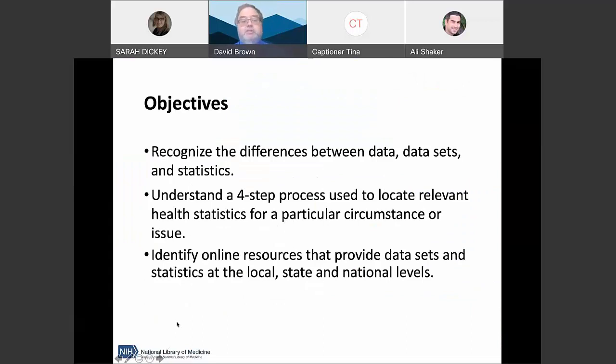So what are we trying to do today? We're trying to recognize the difference between data, data sets, and statistics. Each are unique, and each will help you as we go along. We're going to understand a 4-step process used to locate relevant health statistics for a particular circumstance or issue. And we're going to identify online resources that provide data sets and statistics at the local, state, and national levels. So again, a little bit more hands-on. Hopefully I won't be talking the whole time, but I will be doing a lot of demonstration as well in this presentation.